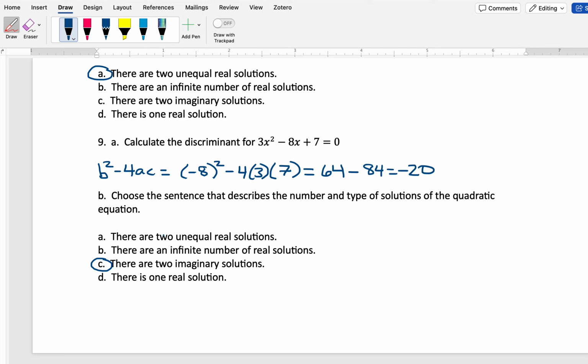So if my discriminant is positive, I would choose two unequal real solutions. Negative, I would choose two imaginary solutions. If I got 0 when I calculate this, I would choose one real solution. Infinite number of real solutions is not ever going to be chosen for this problem.